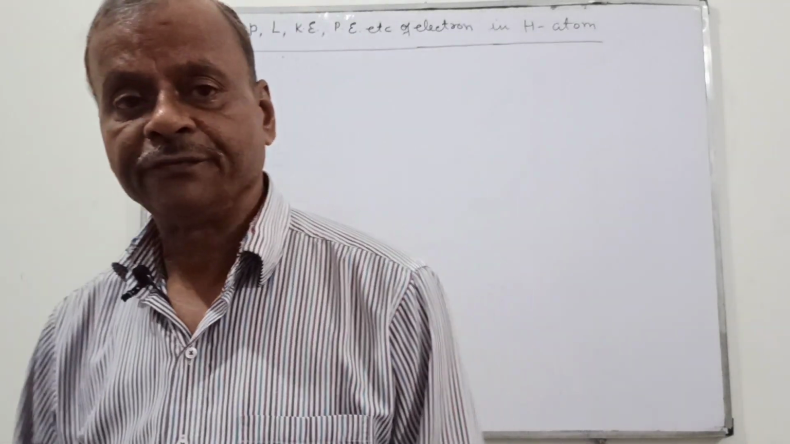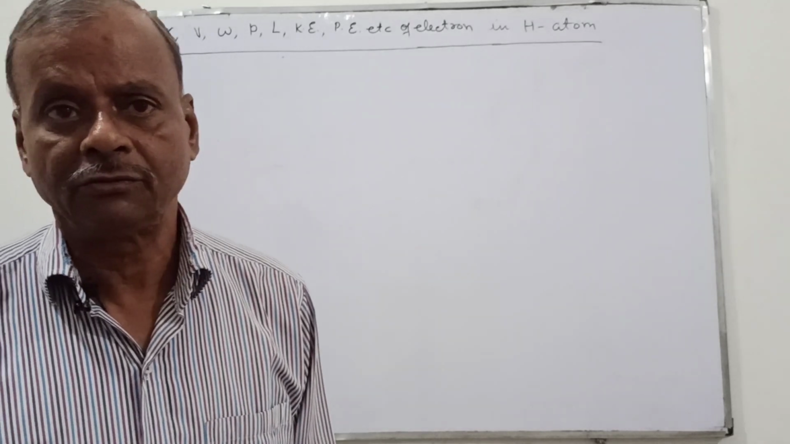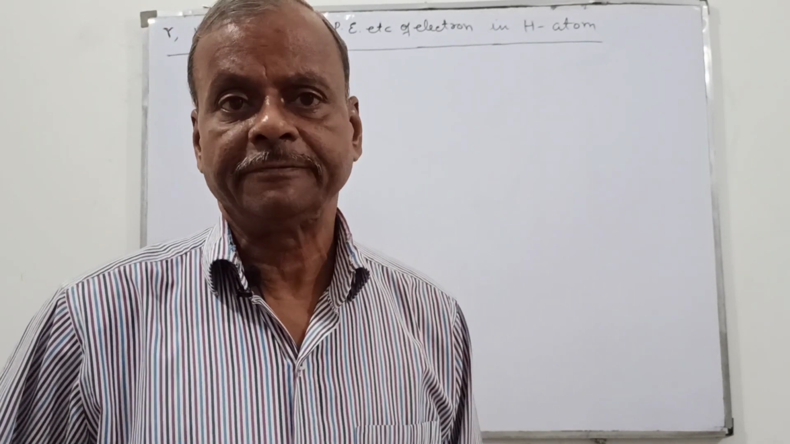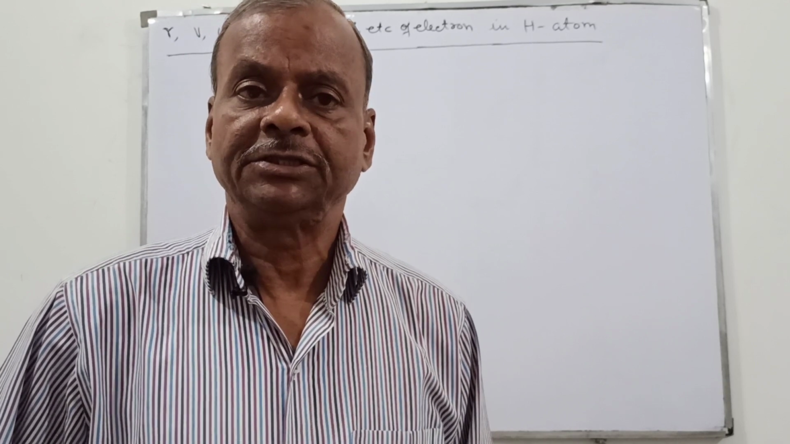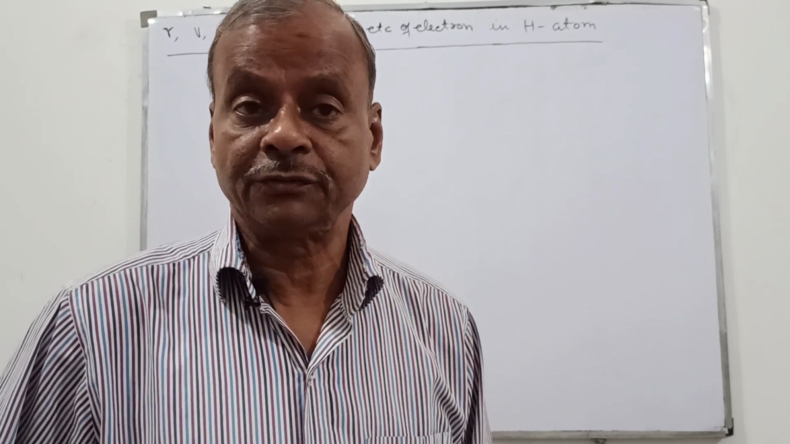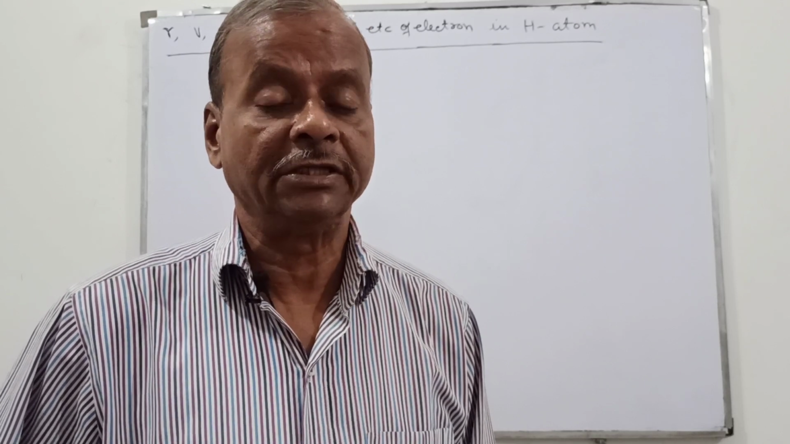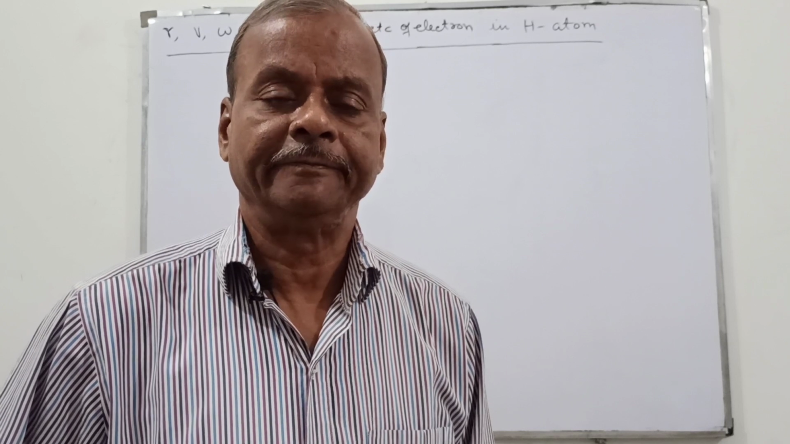The radius of the electron orbit, the velocity of the electron, angular velocity, frequency, kinetic energy, potential energy, total energy, bonding energy, all these are the physical quantities which are associated with the electron in the hydrogen atom. So here we will talk only about the hydrogen atom.